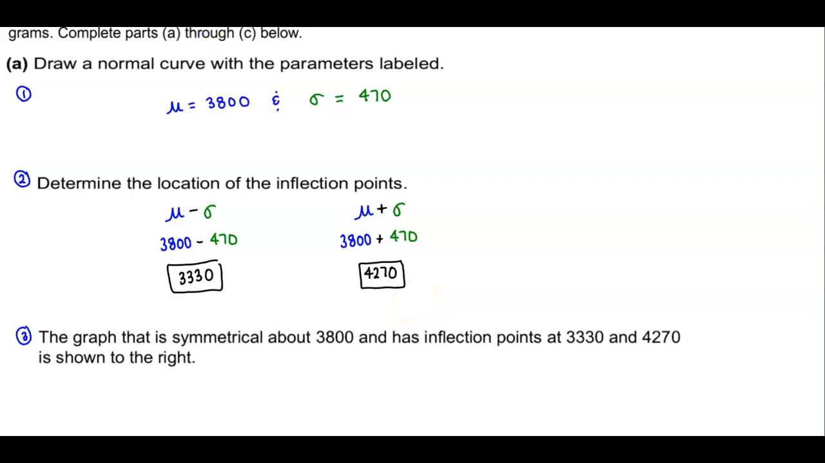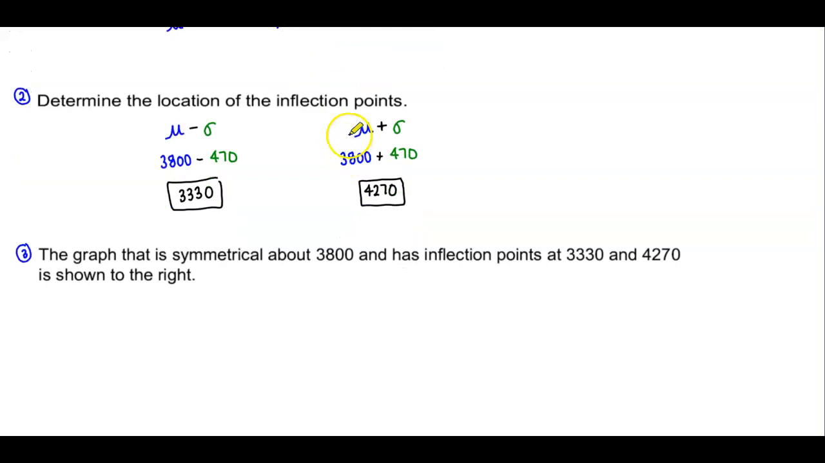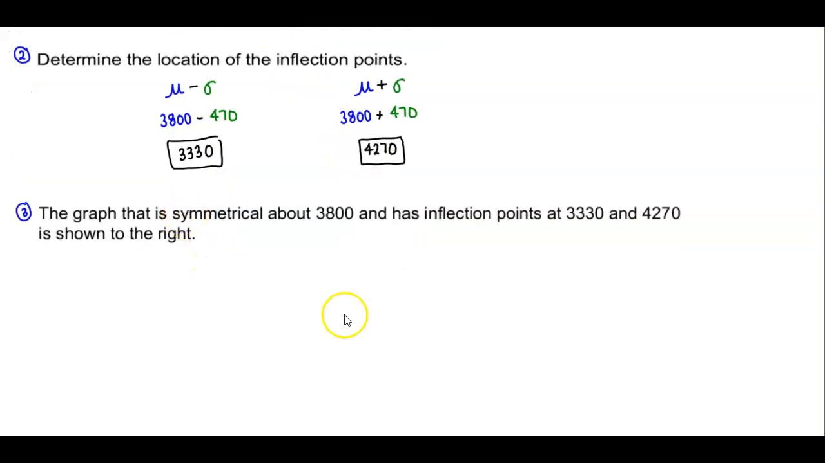So now we want to be able to draw our curve. For the graph, we want to make sure it's symmetrical. So we draw a line. You want to get used to drawing the bell curve. And therefore there is our bell curve.